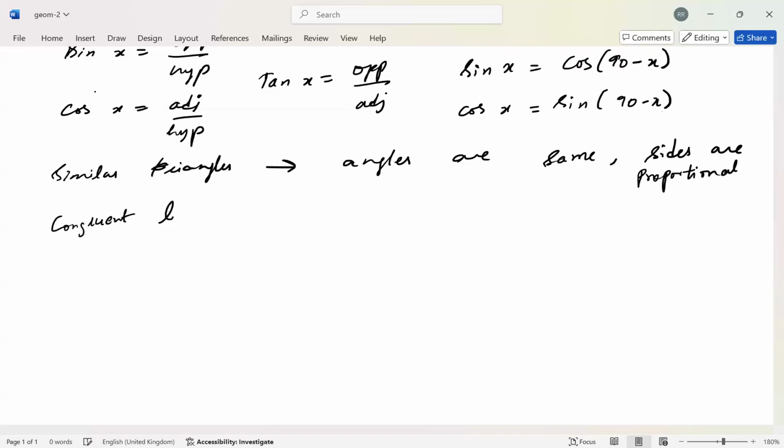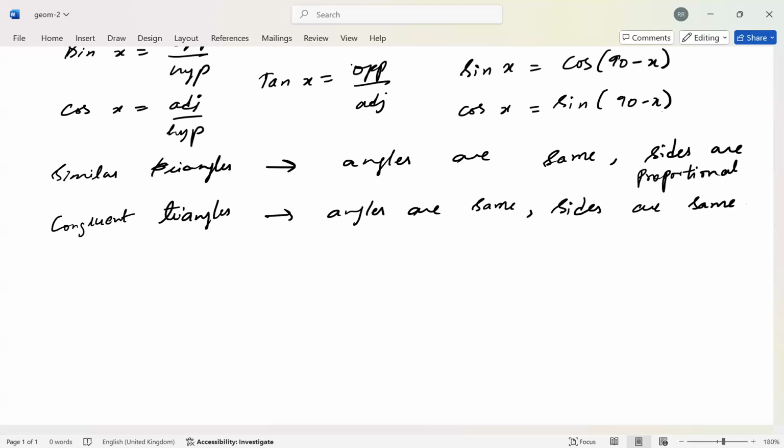Congruent triangles: angles are the same and the sides are also the same, basically same triangles. Those are congruent triangles. So coming to the quadrilateral part.